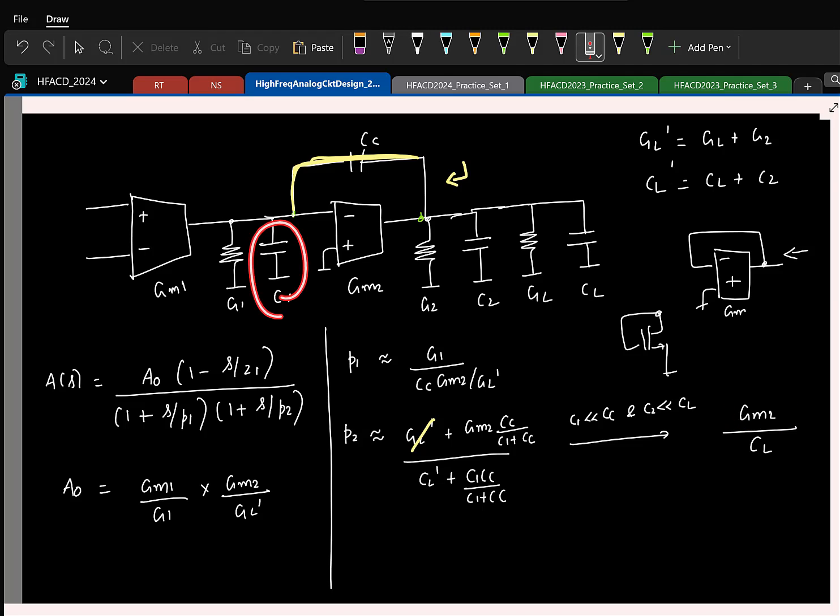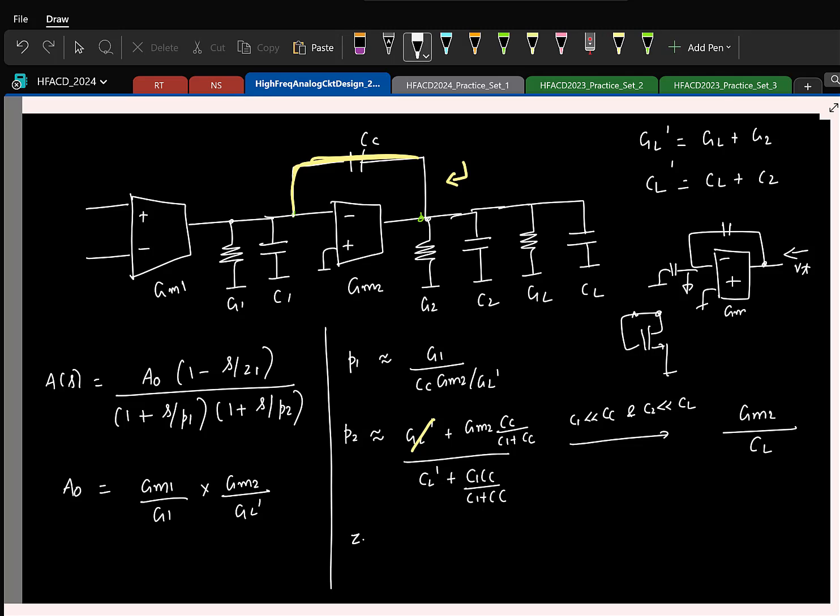If both C1 and CC are comparable, then you'll have a small fraction. Whatever test voltage you apply, only a fraction of it appears, so a fraction of Gm will contribute to the conductance. But if C1 is negligible compared to CC, it's as though you have a direct short from the input to the output. That's what happens at high frequencies, and that's why the high frequency pole is approximately Gm2 by the load capacitor.